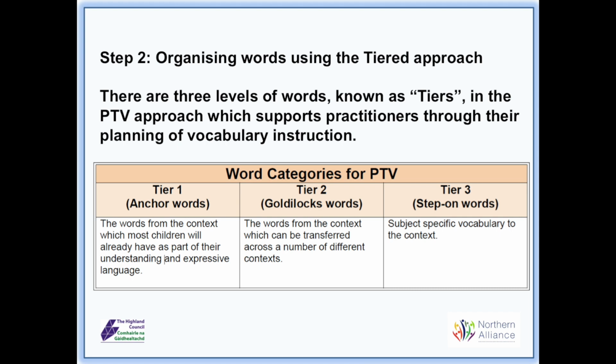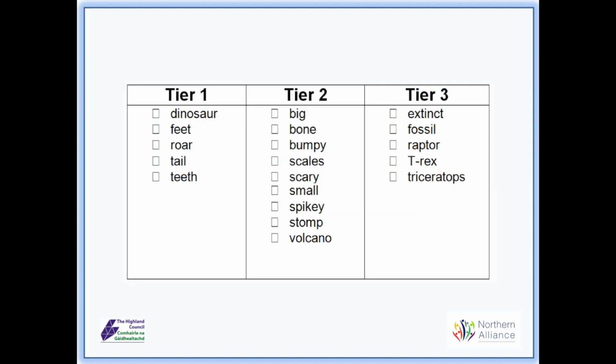In the middle, we have what pre-teaching vocabulary refers to as Tier 2, or the Goldilocks words. These are the words from the context which can be transferred across a number of different contexts. The Tier 2 vocabulary is the vocabulary that the pre-teaching vocabulary approach suggests we should focus on as practitioners in terms of our planning. On this slide, the practitioners have taken the vocabulary from the first step and they've organised the vocabulary using the tiered approach to vocabulary instruction.